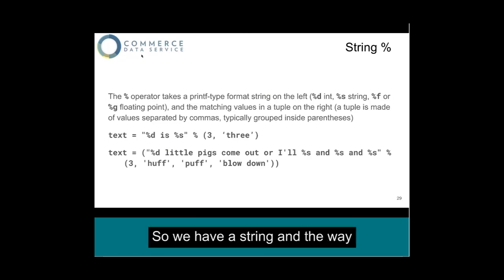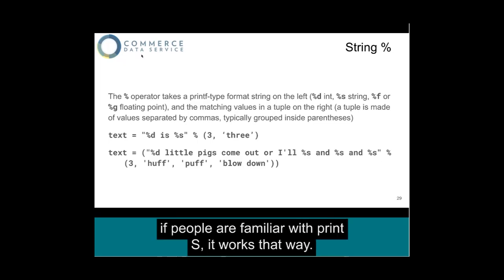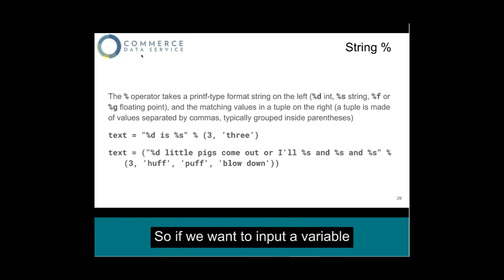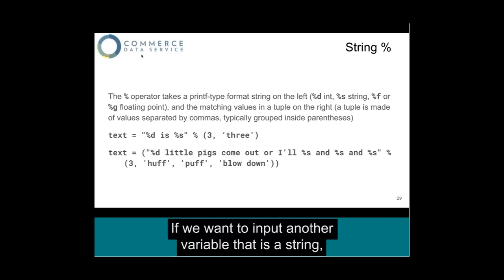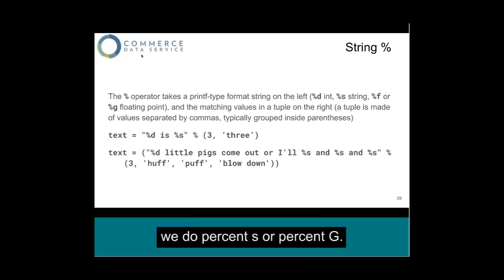So we have a string, and the way we can input something into the string, if people are familiar with printf, works that way: it's basically the percentage operator. If we want to input a variable that is an integer, we do %d. If we want to input another variable that is a string, we put %s into the string. If we want to put a floating point, we do %f or %g.